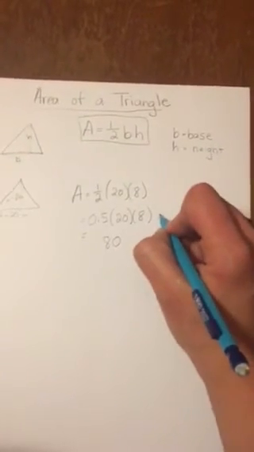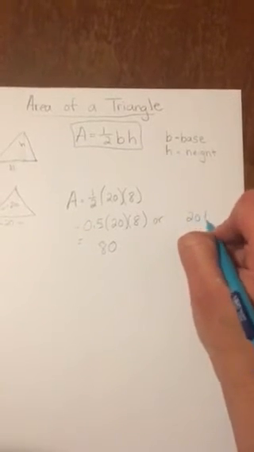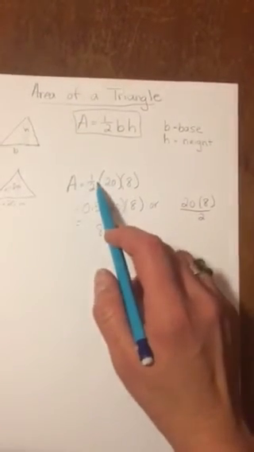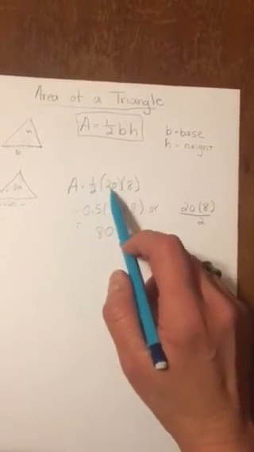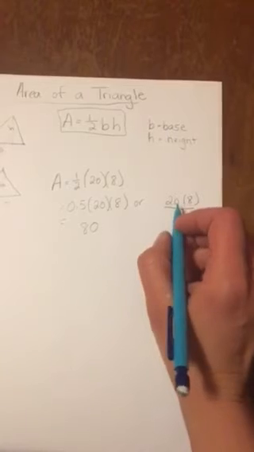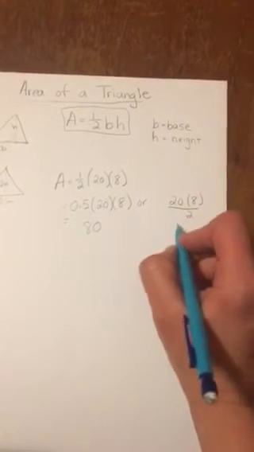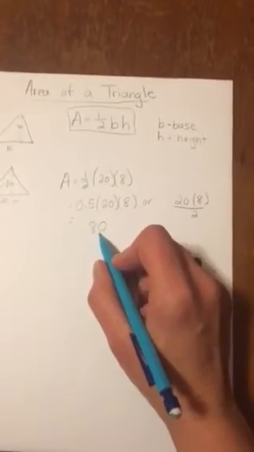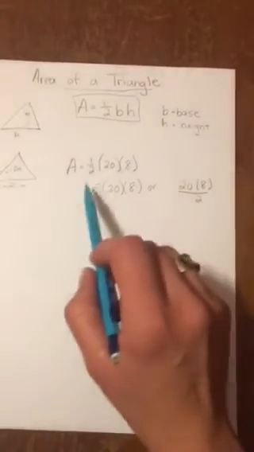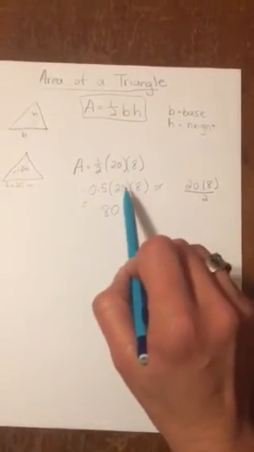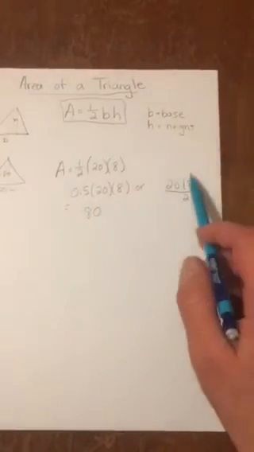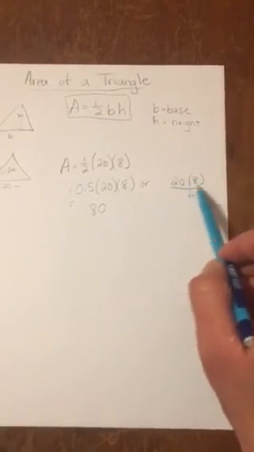Or you could say 20 times 8 divided by 2, which is the same thing as multiplying by 1/2. If you multiply 1/2 by 20 and 8, you ultimately get 160 over 2. So 160 divided by 2 is the same thing as 80. Okay? So you can do it either way. You can use a 1/2 fraction and turn 20 and 8 into fractions, or you could just multiply 20 times 8, or base times height, by 0.5, or you could take base times height and divide it by 2.